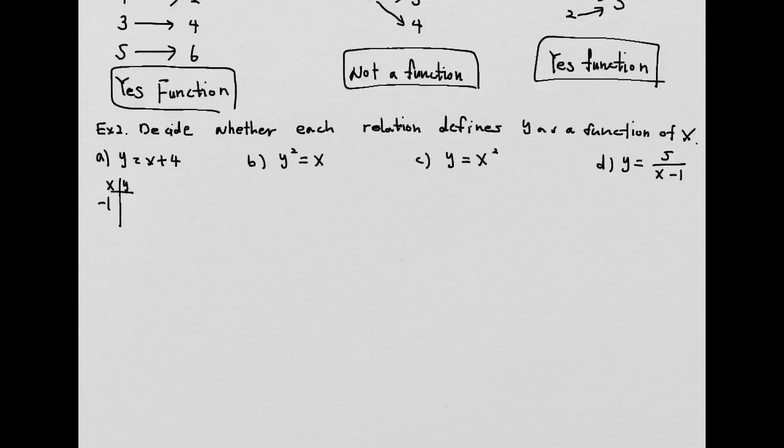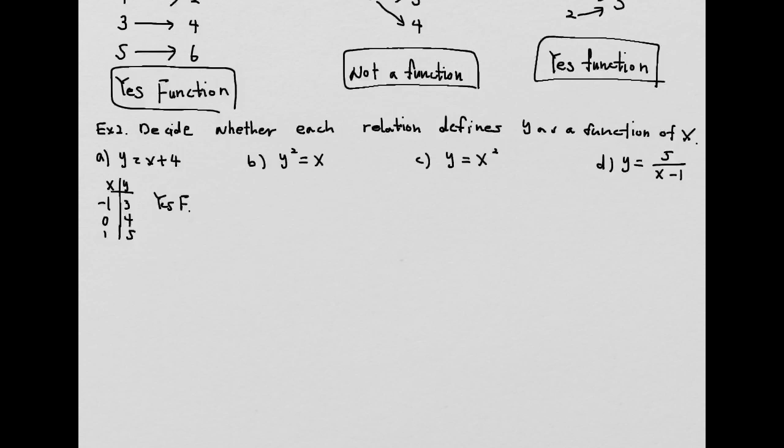plus 4, which is 3, right? If I use 0, I get 4. If I use 1, I get 5. So no matter how many numbers I try for x, I will always get just one y, right? So just one y, so I will say yes, function. There's another way of telling this.